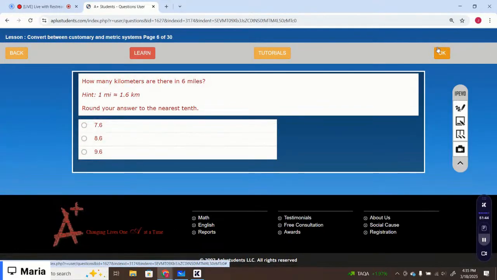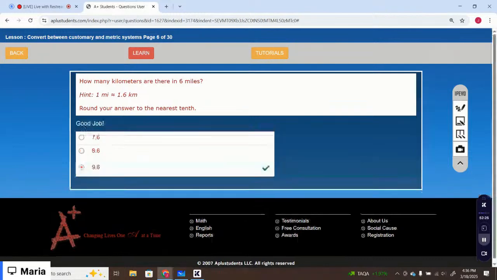How many kilometers are there in 6 miles? 1 mile equals 1.6 kilometers. So which is the correct option? You have to do 6 times 1.6. That equals 9.6. The last option is the correct option.